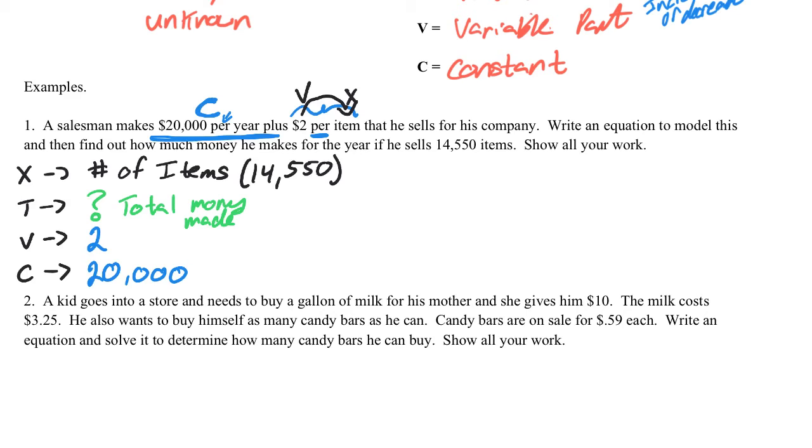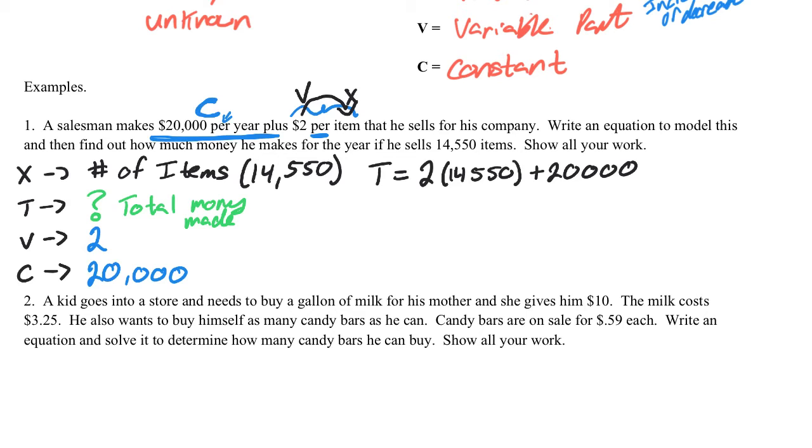Okay, so let's go ahead and put this into an equation format and go ahead and solve it. So we said our total equals our variable part 2 times X, which we're saying is 14,550, plus our constant, which was 20,000. All right, so this is saying he sold 14,550 items. He gets $2 for each of those items. That's why we're multiplying it by 2. And then he gets that flat rate of 20,000. So we're adding that on at the end.